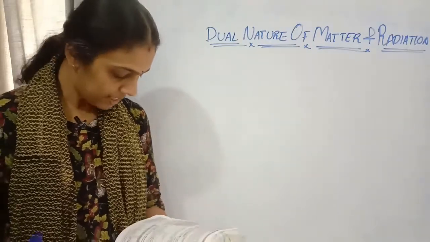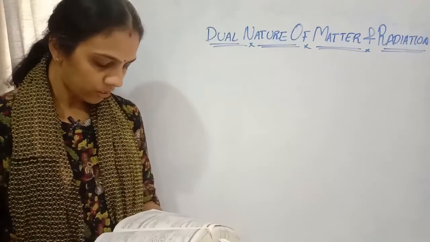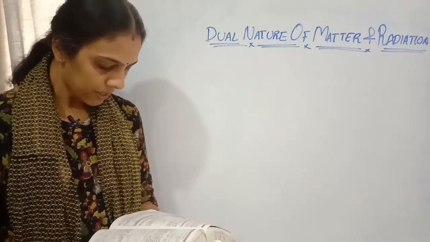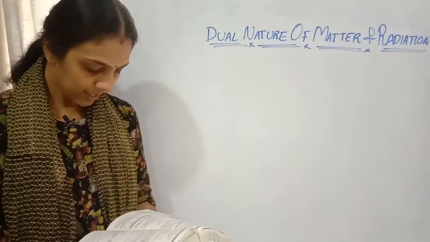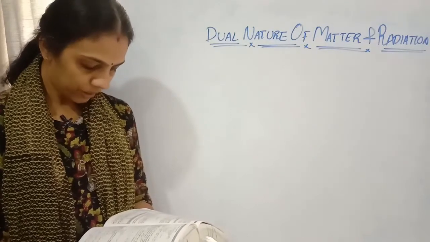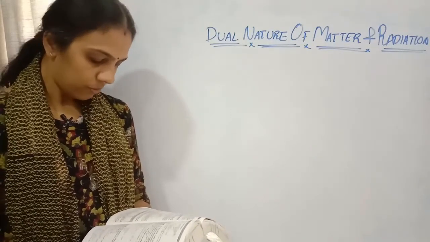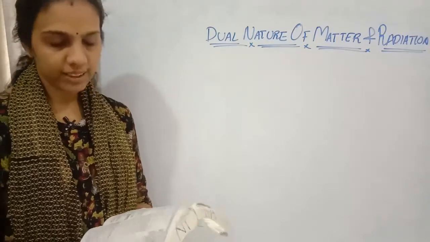Okay, so the first question is: the following table gives the value of work function for a photosensitive material. If each of these metals is exposed to radiations of wavelength 300 nanometer, which of them will not emit photoelectrons and why? This is the question.